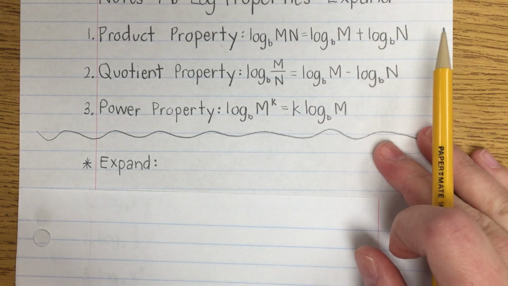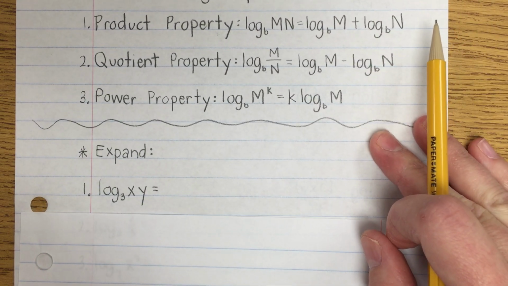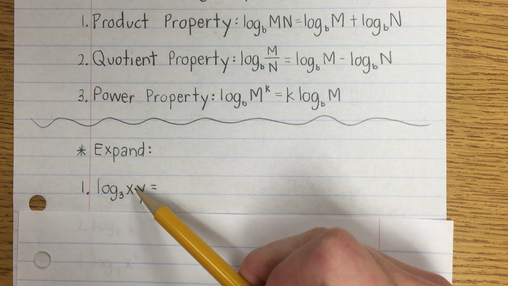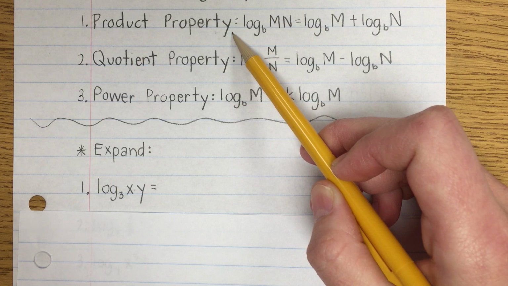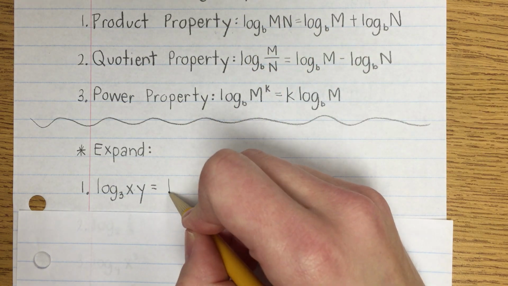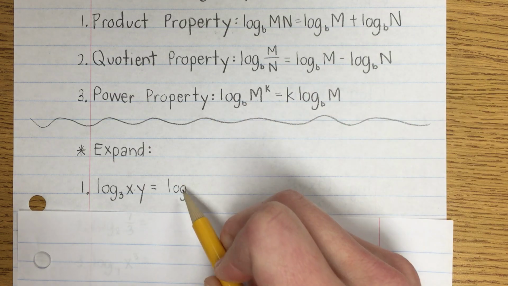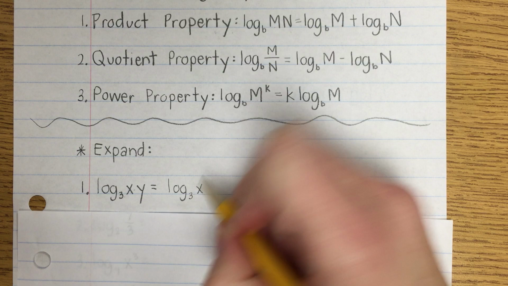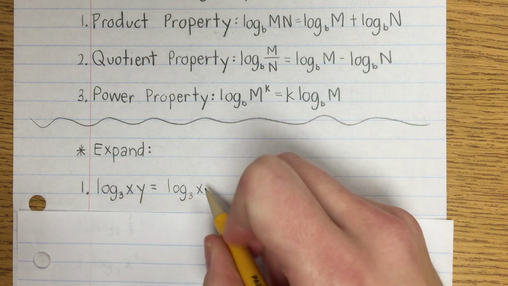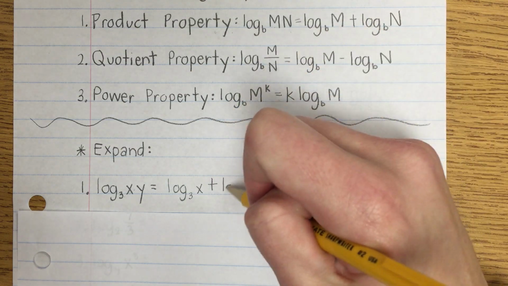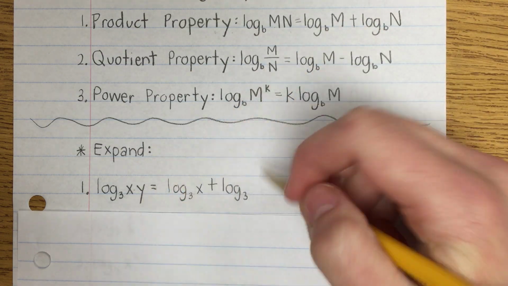So if I ask you to expand log base 3 of x times y, since those are being multiplied, I'm going to use the product property. The product property states that I can expand this by saying that log base 3 of my first letter here, so x, plus in between log base 3 of y.